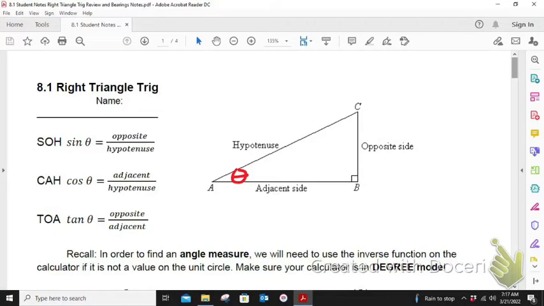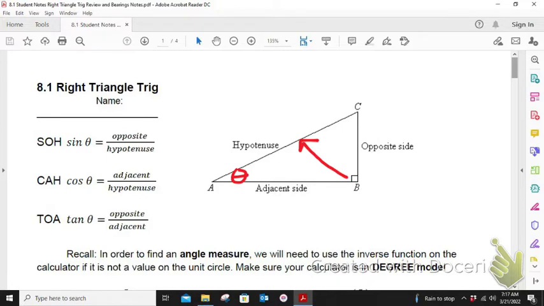It could be here. Theta could be here or here. It can never be your 90-degree angle though. Okay, so opposite of this angle, the adjacent is right next to it, and of course the hypotenuse is right across from the 90-degree.